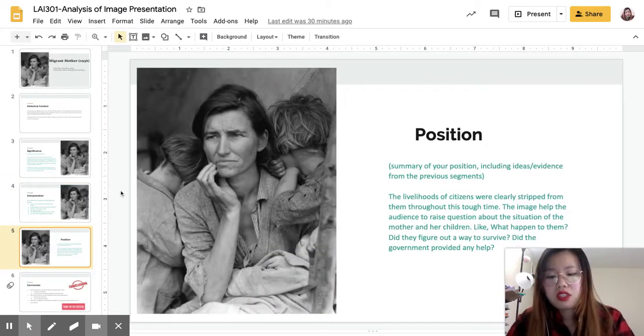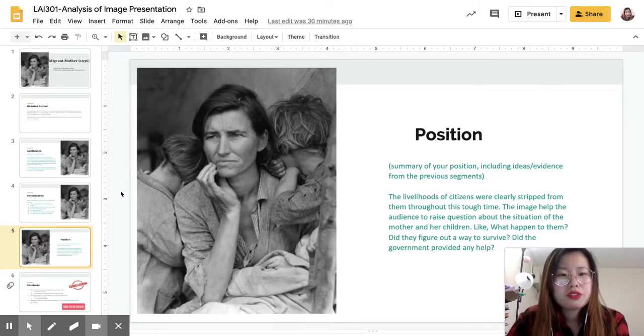So, the position of the photo. This photo was taken during the Great Depression, which is almost 100 years from now. The livelihood of the citizens was clearly stripped from them throughout the tough time. This image helped the audience to raise questions about the situation of a mother and her children.